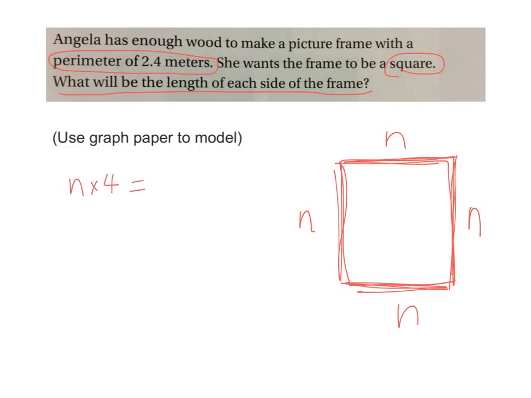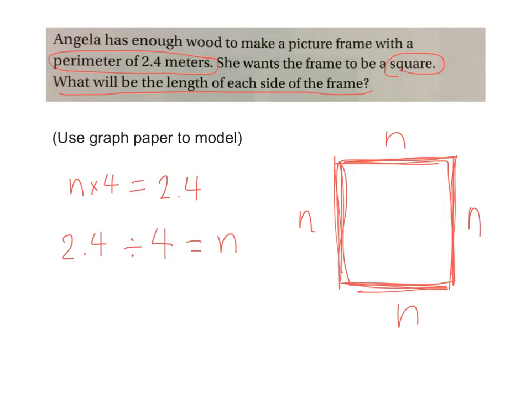What is the perimeter of Angela's picture frame? Zara? 2 4/10 meters. Yeah, so I know n times 4 is 2 4/10. So how come we can do 2 4/10 divided by 4 to find the value of n, or how long each side is? Why is that? Ariel? Because there are 4 sides in a square. Okay. And so that's why we have to divide it by 4. Yeah, so if I share this 2.4 equally amongst 4 sides, will that be the length of each side? Yeah. So let's see how we can do that.